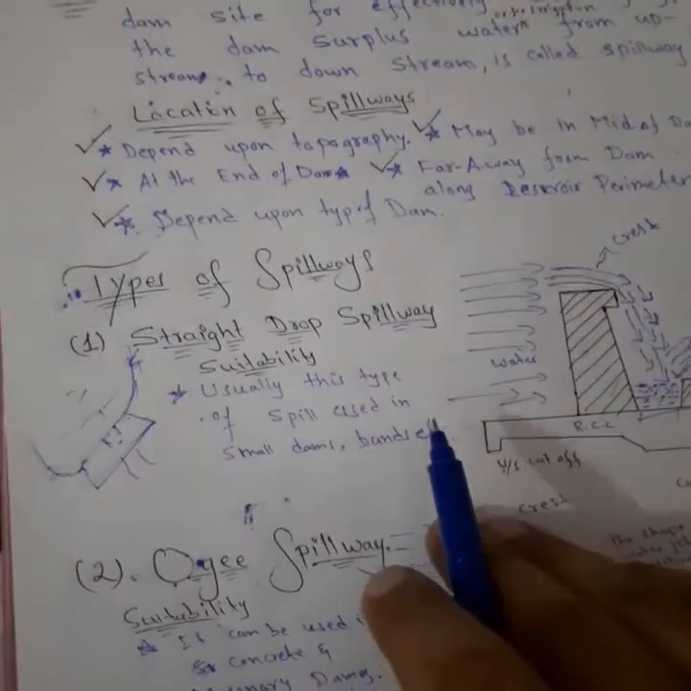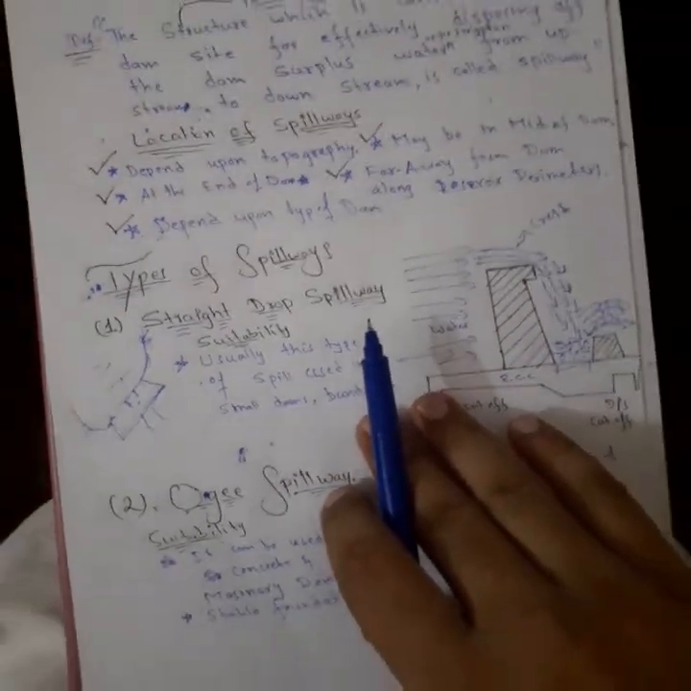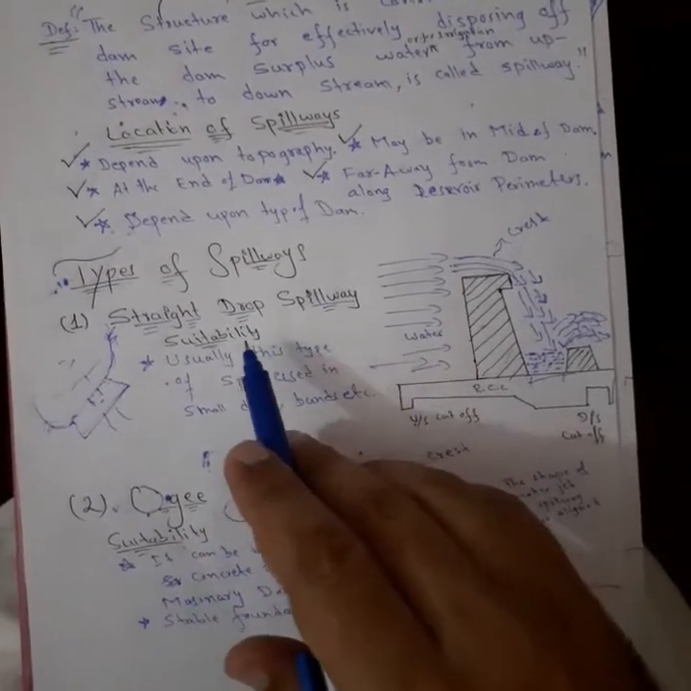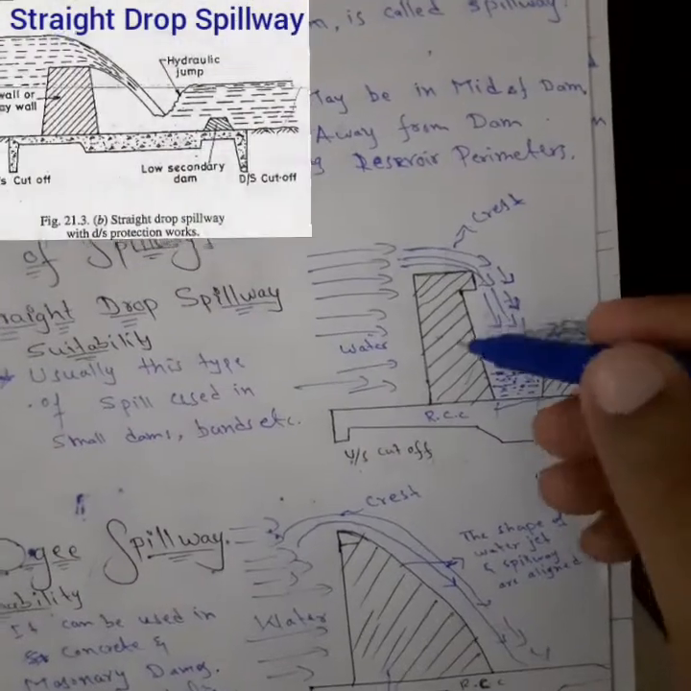Now we'll discuss the types of spillways. There are basically 6 types of spillways. The first one is the straight drop spillway. Here is the diagram of the straight drop spillway.